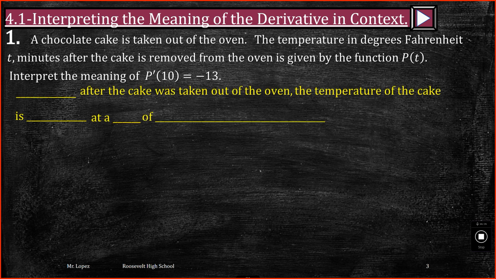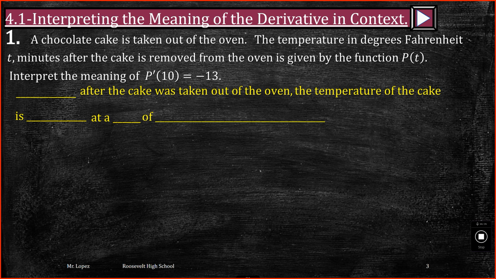So I got something here, and yeah, I'm not the strongest English teacher, and I'm not an English teacher, but a writer. Basically, what you just said, 10 minutes after the cake was taken out of the oven, the temperature of the cake went down 13 degrees Fahrenheit. That should be good. But let's say we have this structure right here.